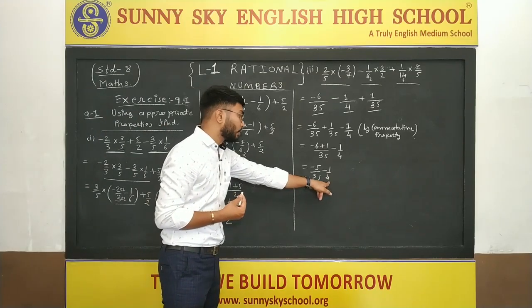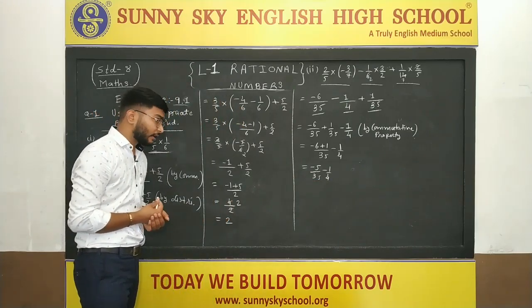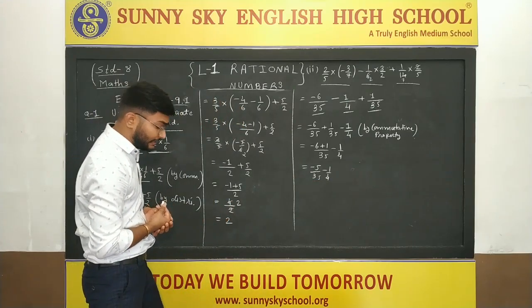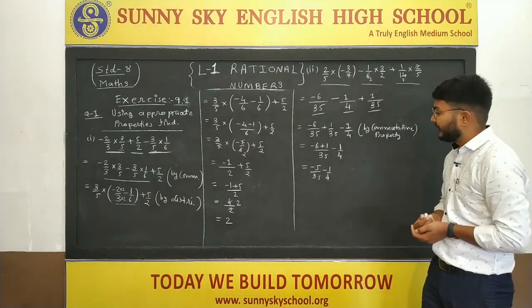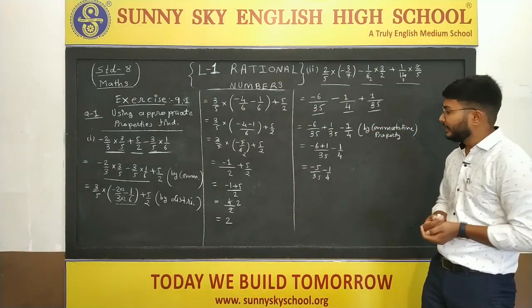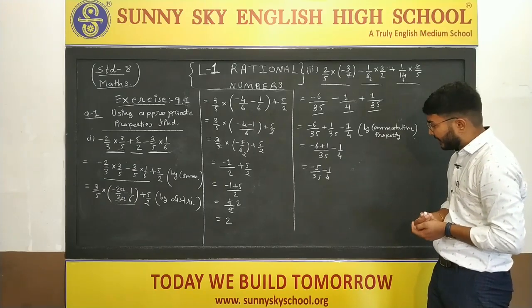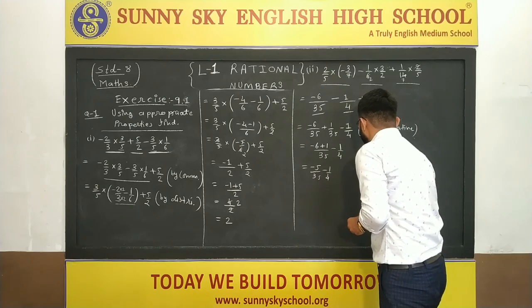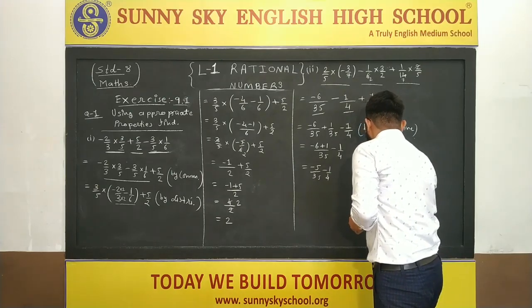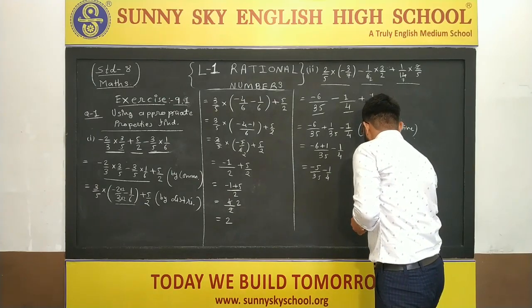Here also both have unequal denominators, therefore we have to find the LCM of 35 and 4. If you do not know how to find the LCM, we have a simple method. LCM of 4 and 35. I will solve it in one sum.